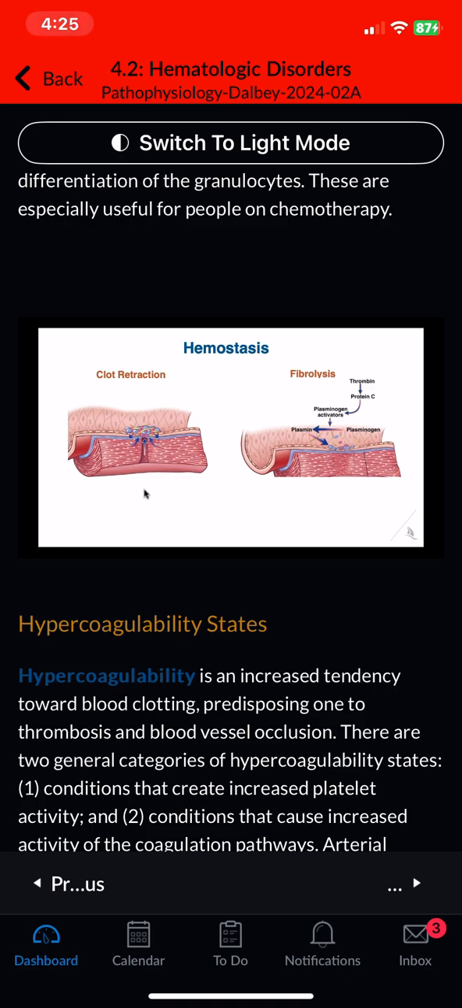Those filaments will contract and they bring the platelets closer and closer and closer together, and also closer to the fibrin. And what that's going to do is it's going to squeeze serum out of the clot, and it will bring the sides of the broken blood vessel closer together.